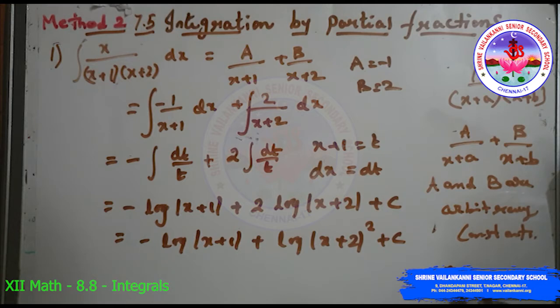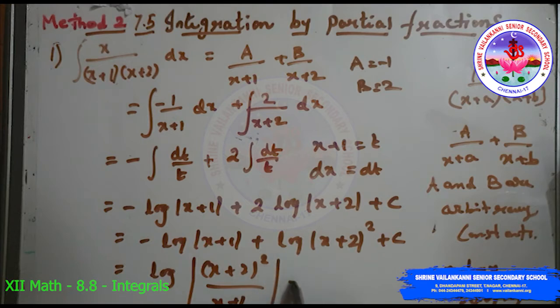That is m into log x is log x power m. And log x minus log y is log x by y. So the answer is log of modulus of x plus 2 whole square by x plus 1 plus c.